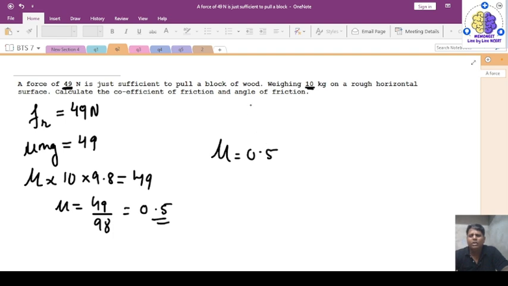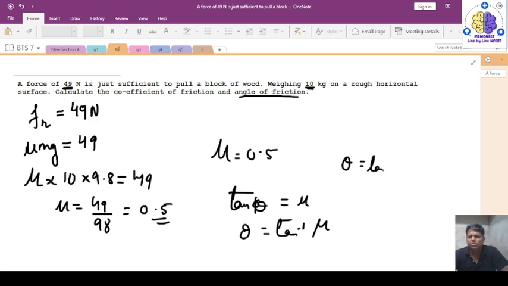Now they are also asking you to calculate the angle of friction, and you have just seen that the angle of friction is given as tan theta is equal to mu. So theta will be equal to tan inverse mu. So theta is equal to tan inverse 0.5, right? So this is the angle of friction for this scenario. Now let's see the next question.